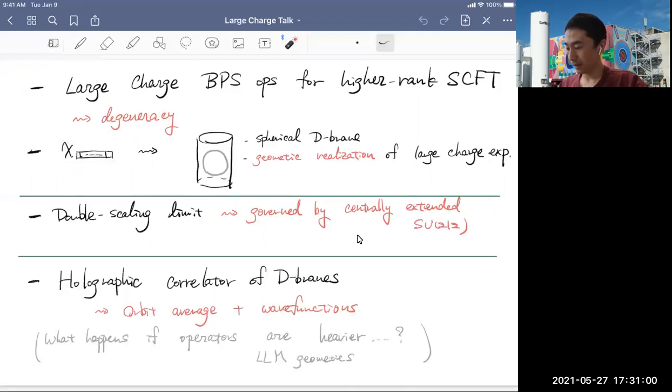The second topic I discussed is the double scaling limit, which is governed by centrally extended SU(2|2) symmetry. And finally, I discussed the holographic correlation function of D-branes, and I pointed out that the orbit average and the wave functions are important. An interesting question in this direction is what happens if operators are heavier, in particular, if the operator corresponds to a geometry. Is there anything like orbit average or wave function contribution that we need to include? That's certainly interesting to discuss.